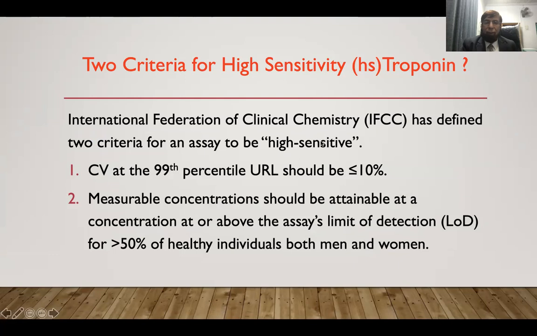IFCC, which deals mainly with chemical pathology or clinical chemistry issues, has set two criteria for an assay to be called HS. One is that the CV at the 99th percentile should be less than 10%, as we discussed earlier. The second thing is very interesting: the assay should be able to measure troponins at or above the assay limit of detection in more than 50% of healthy individuals.